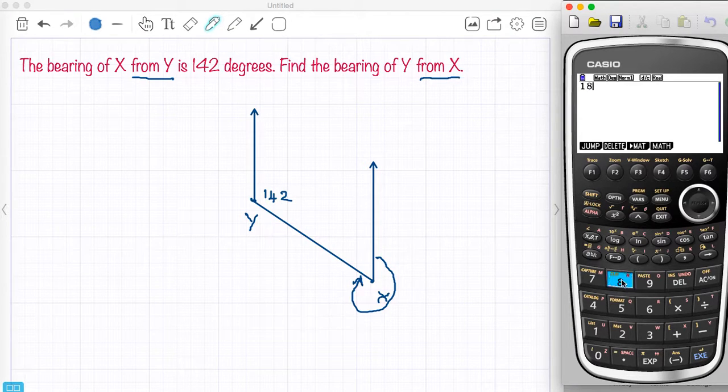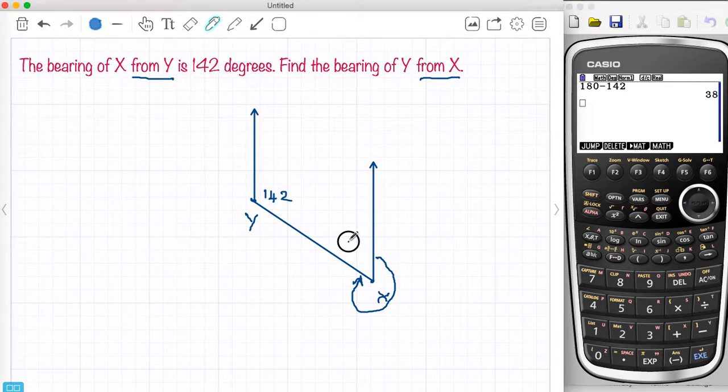So just to be doubly sure, I use my calculator to do 180 minus 142, which will give me 38. Once I've got that, that means that this angle in here is 38 and my bearing is 360 take away 38, which is 322. And again, I could just check that on the calculator. So there's my three-figure bearing.